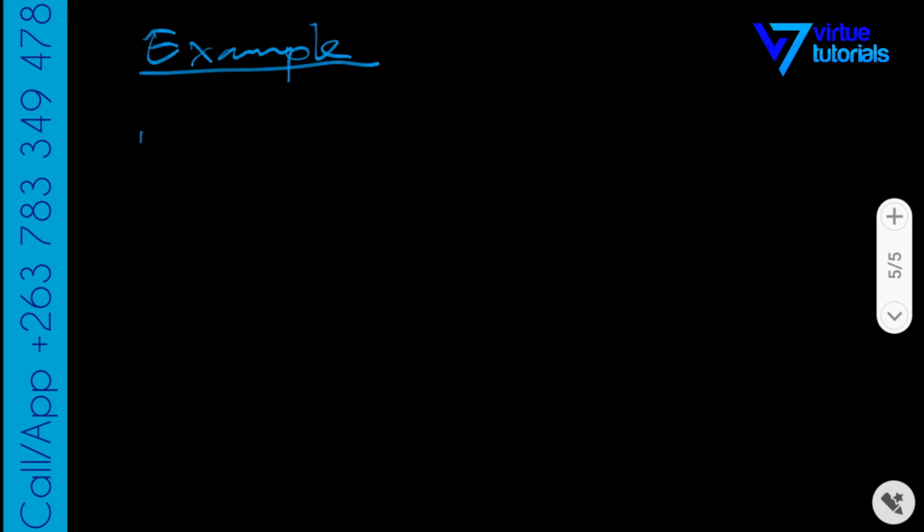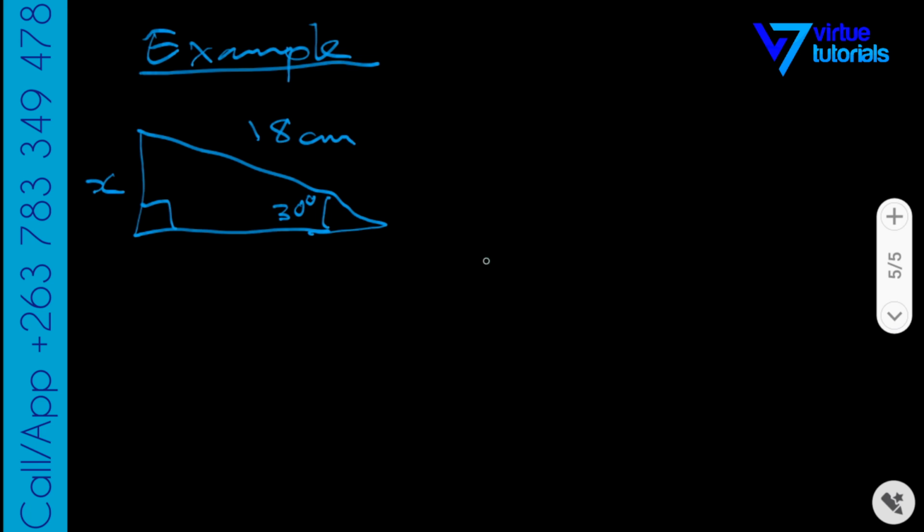Got a triangle here with an angle of 30 degrees. Then we've got a hypotenuse of 18 centimeters. Then we've got this side x, and you're asked to find the size of x.